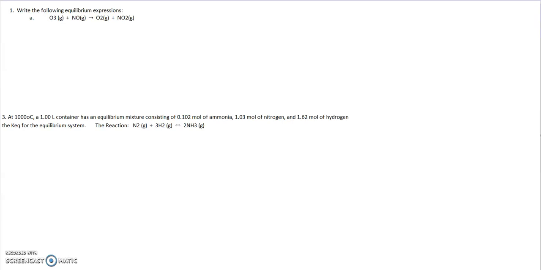Hey guys, this is me solving a couple of the problems on your homework that I gave you. This is directly pulled from the equilibrium constants worksheet that you have to do. This problem is problem number 1A, and then we're also going to be solving problem number 3.